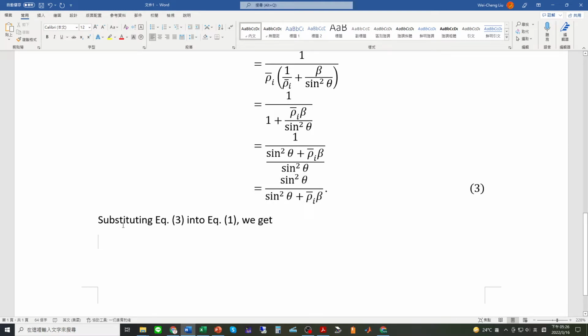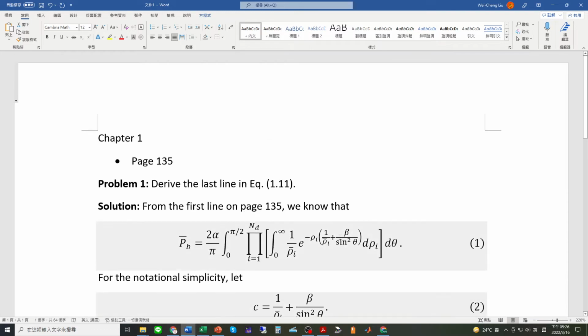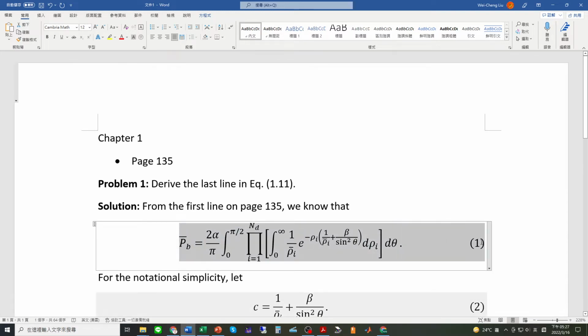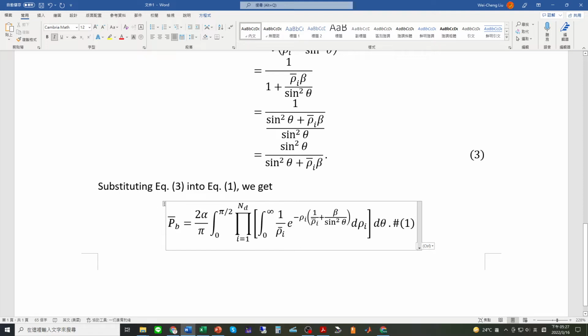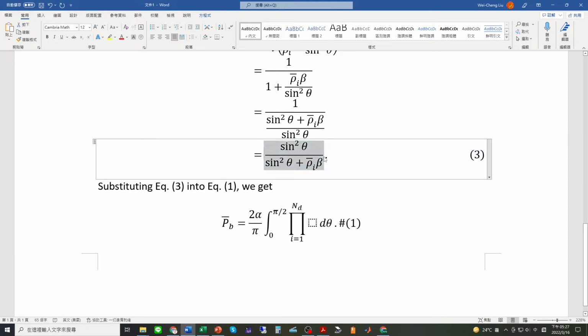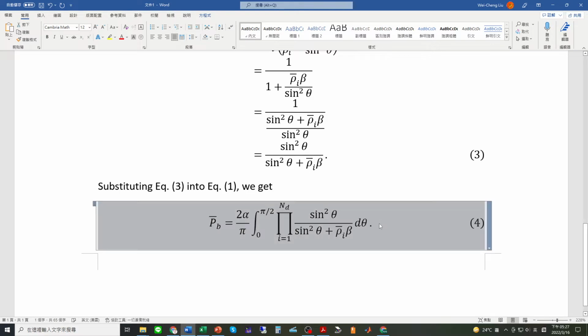Finally, substituting equation 3, this equation, into equation 1. Equation 1 is this equation. Let me copy this and paste here. We get P bar B is equal to 2 alpha over pi times the integration from 0 to pi over 2, and the product from I equal to 1 to ND. And we replace the inner integration by equation 3, like this, and d theta. And this should be 4.